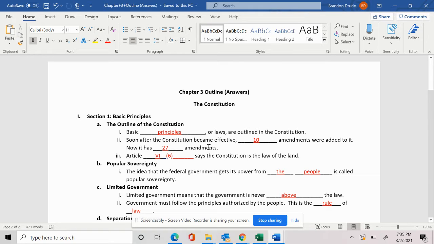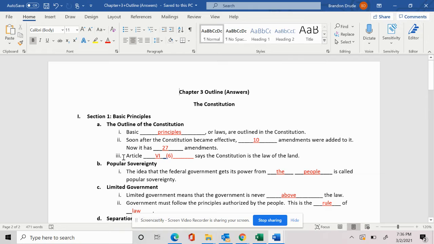Although that may seem like a lot, that really is not. To add 27 amendments only since 1789 is very impressive because we're over 250 years old. And so having 27 amendments or 27 changes to the Constitution is pretty impressive. So just keep in mind that it's not easy to change the Constitution. And we're going to discuss in a little bit why that's so.